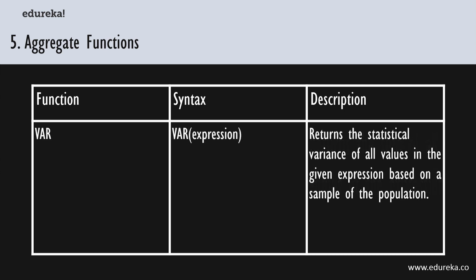Then you have variance, which returns the statistical variance of all values in the given expression based on the sample of your population. And finally, we have the population variance, which gives the statistical variance of all the values based on an entire population and not just a sample.